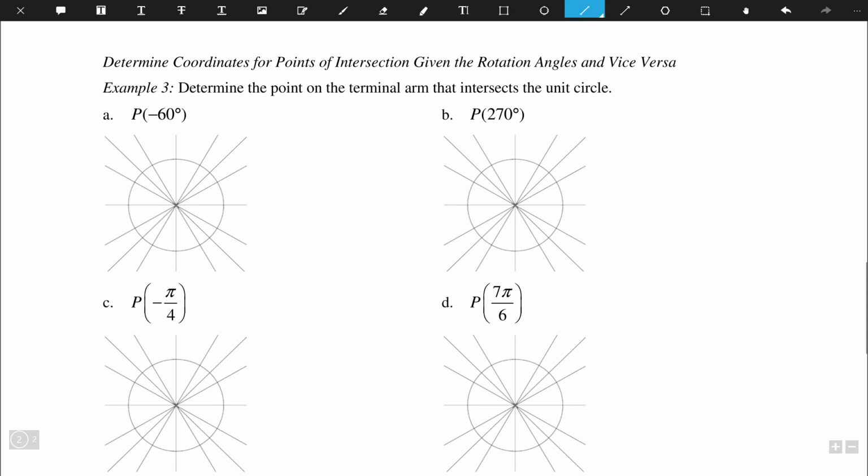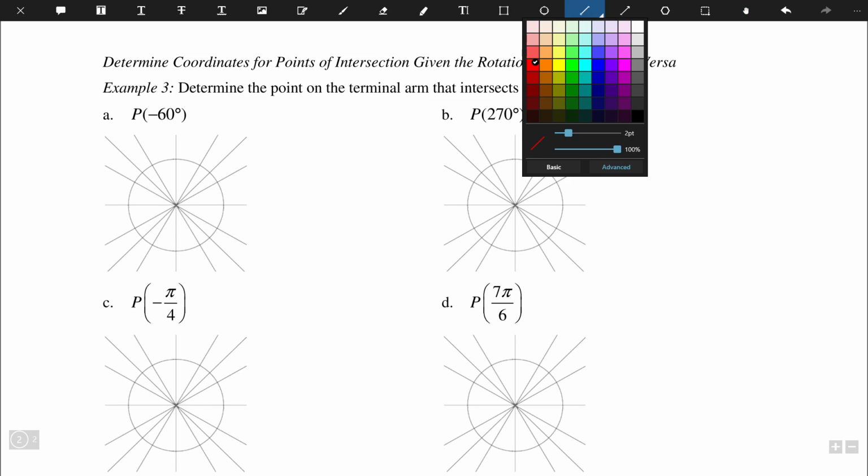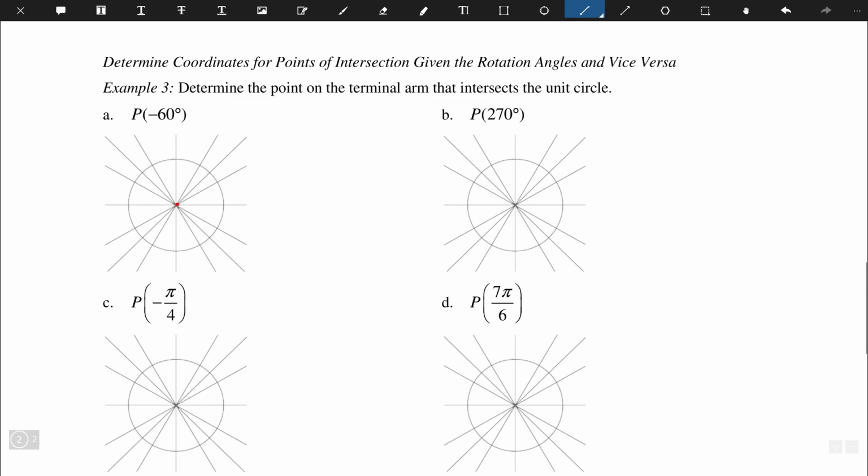So for example, in the first case, we'll have the positive x-axis as our initial arm, and since the angle is negative 60 degrees, it's going to look like this. The numbers here included are 30 degrees, 45 degrees, and 60 degrees, which of course are the numbers associated with the special triangles from the previous page.